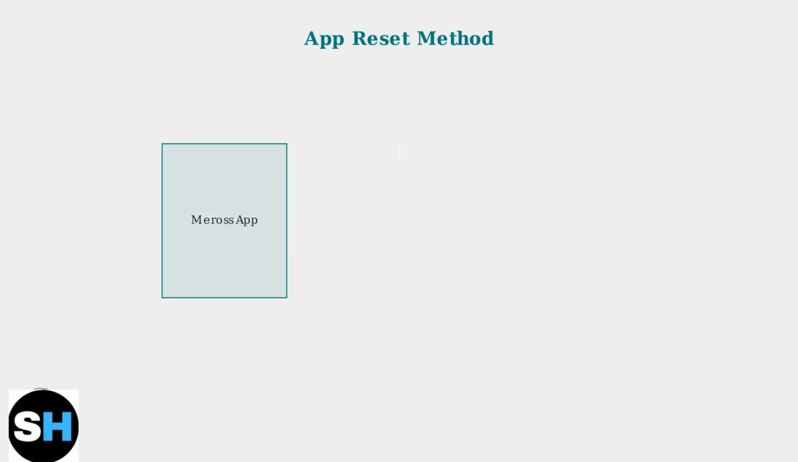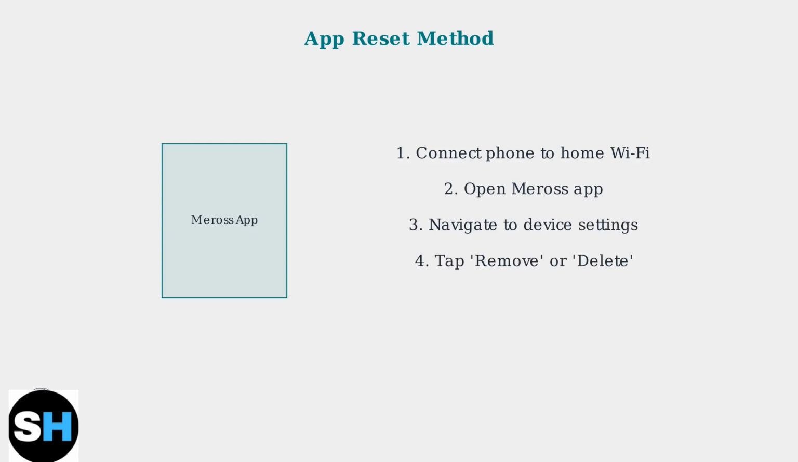Now let's look at the app-based reset method. This method allows you to reset the plug remotely through the Meross mobile application. For the app method, first ensure your smartphone is connected to your home Wi-Fi network. Then open the Meross app and locate your smart plug in the device list. Navigate to the device settings page for your smart plug, then scroll down and tap the remove or delete button. Confirm the removal to reset the device to factory settings.